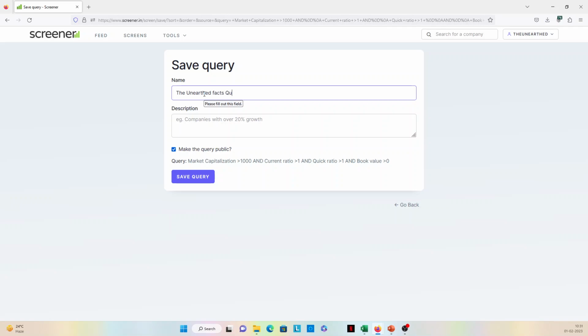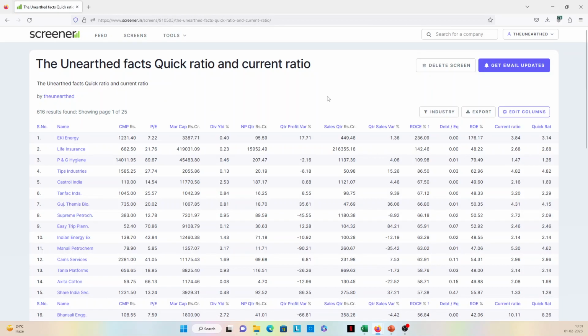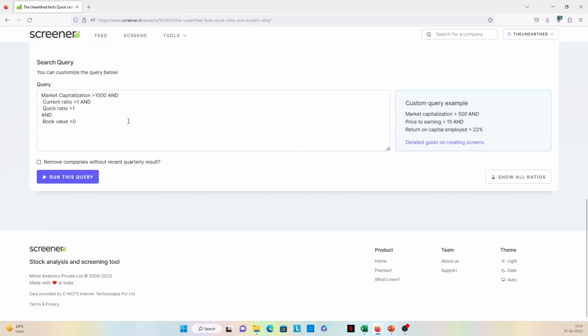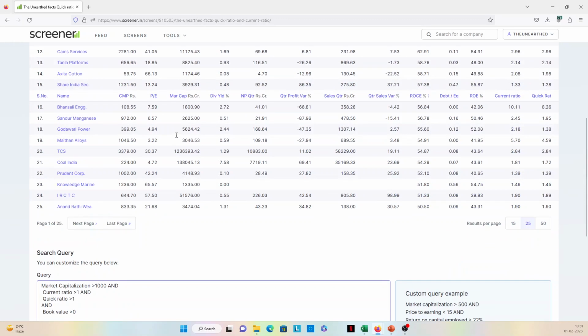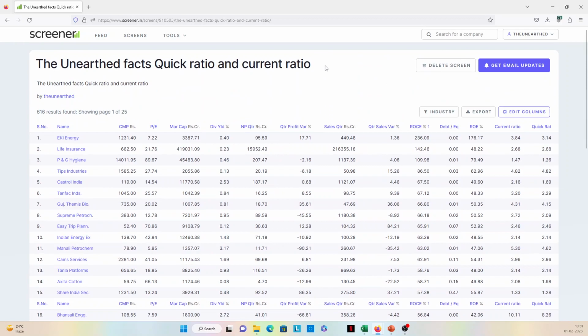Let's say quick ratio and current ratio. So you can search later and you can modify it over time. I'm just making it public, so you can do whatever. You can search by username and get the list, and you can look at our other filters and customize it.